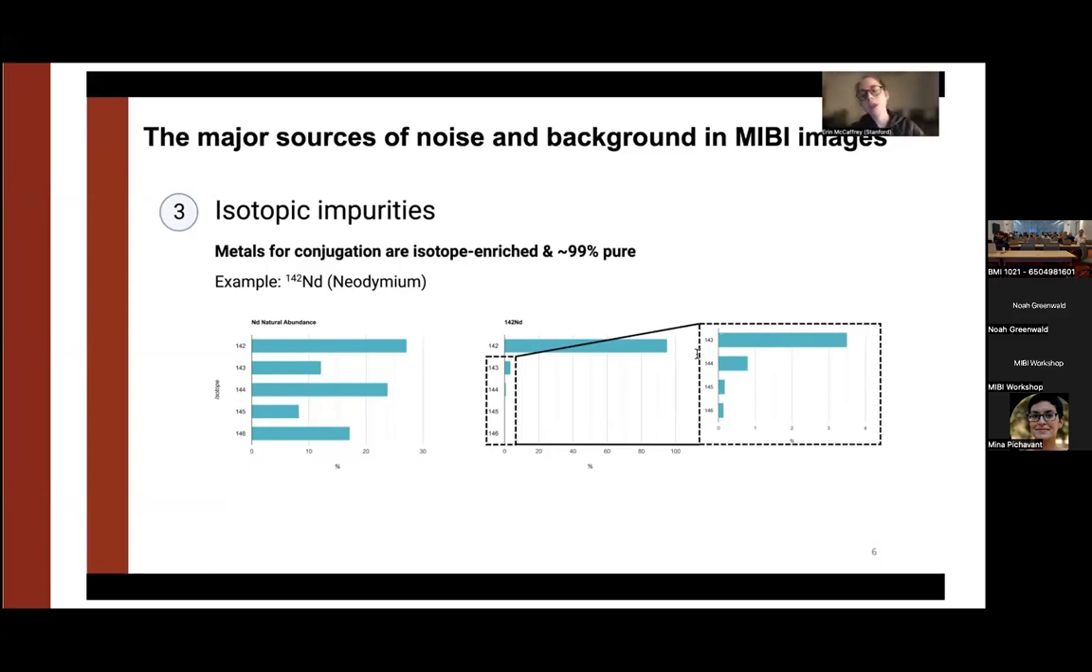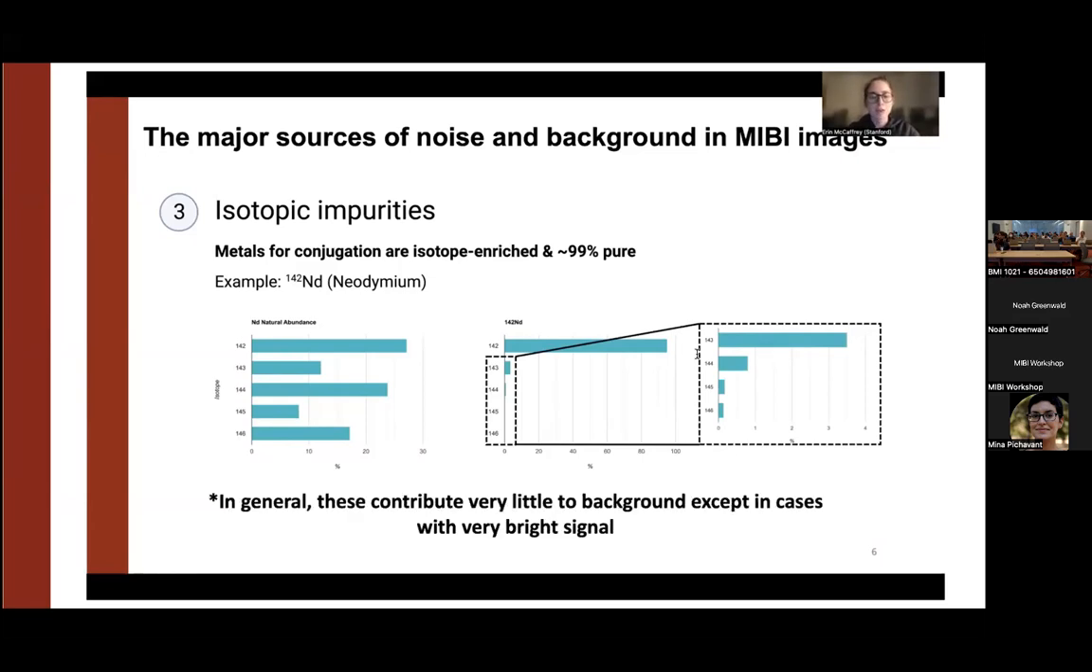And so using our knowledge of the natural abundance or proportions of these various isotopes, we're able to attribute for these sources of impurity when we compensate our data. And it should be noted that in general, these contribute very little background, except in the occasional case where you have very bright signal. However, because these are occurring at a systematic rate, it is still important for us to account for them and remove any contaminating signal that might arise.